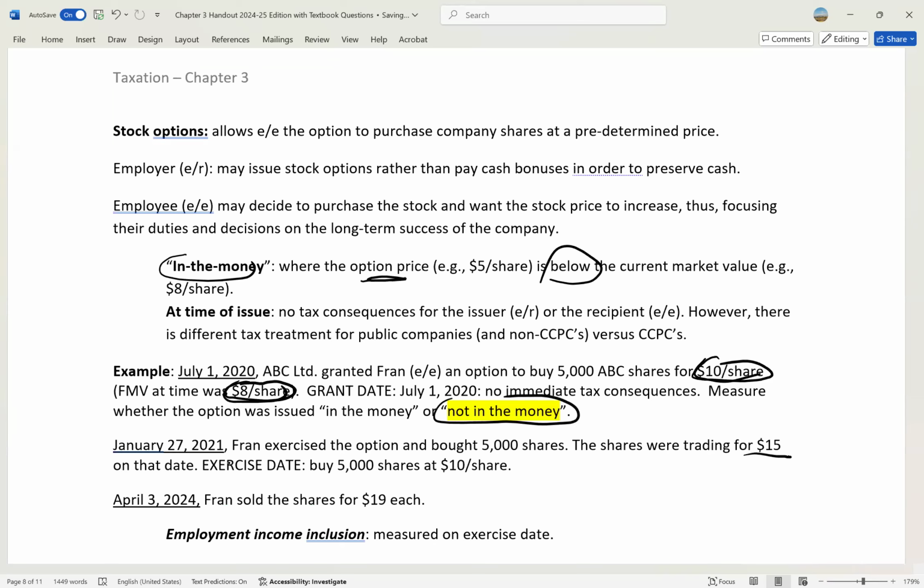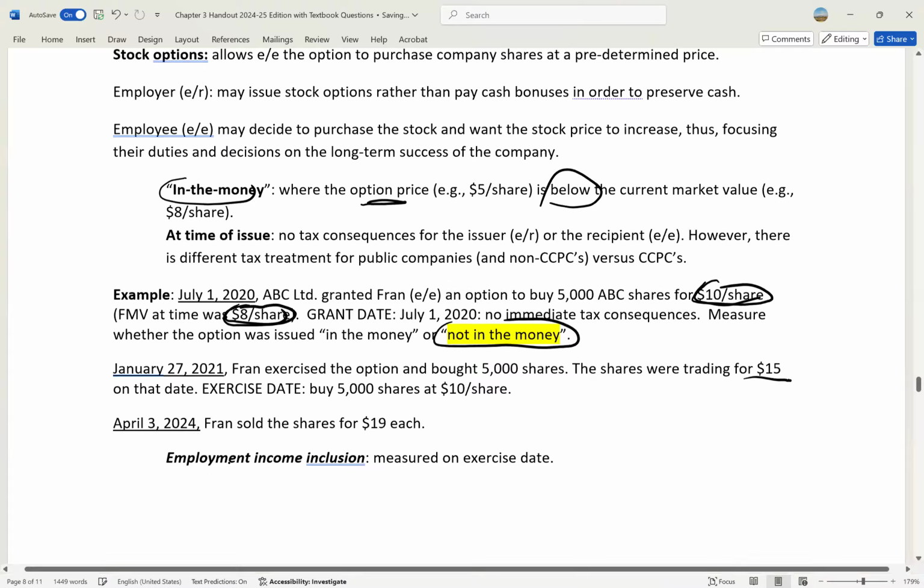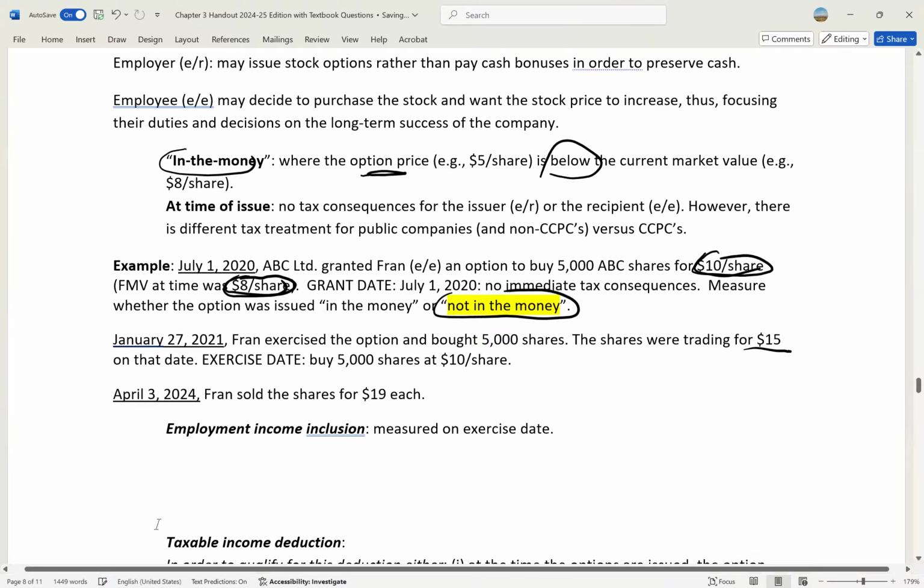Because Fran would only exercise the stock option if the actual fair market value was higher than what she had to pay. Otherwise, she'd be better off buying the shares, if she wanted them, just on the stock market for the lower fair market value. So generally, employees will only exercise a stock option when the fair market value has gone above what their option price is. And you can sort of notice that there's a benefit here. She's only buying the shares for $10, but they're worth 15.